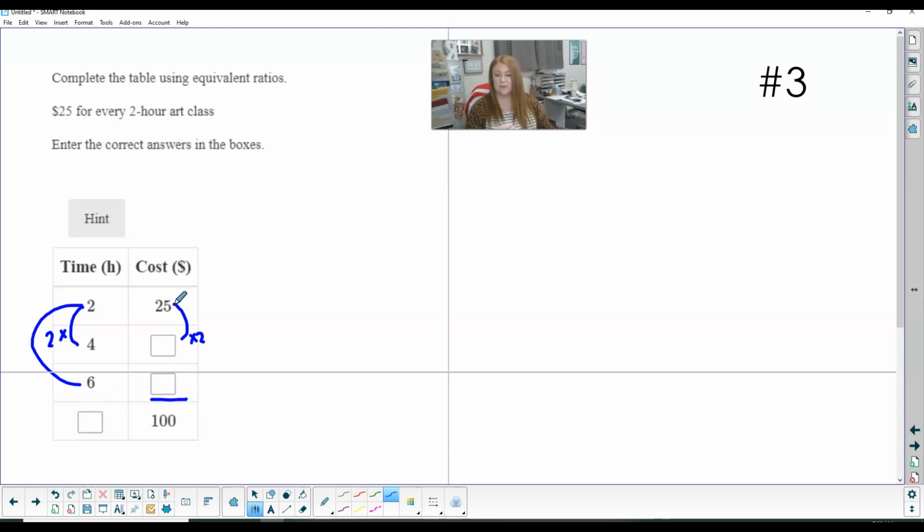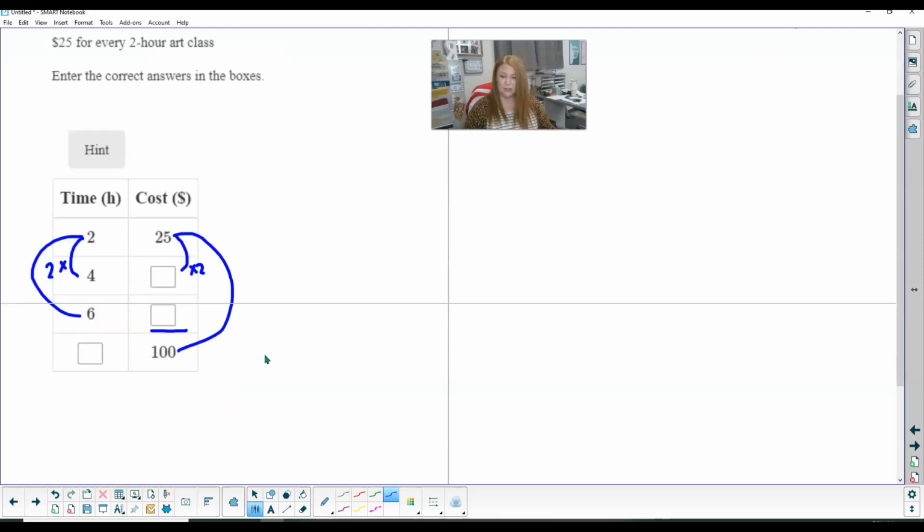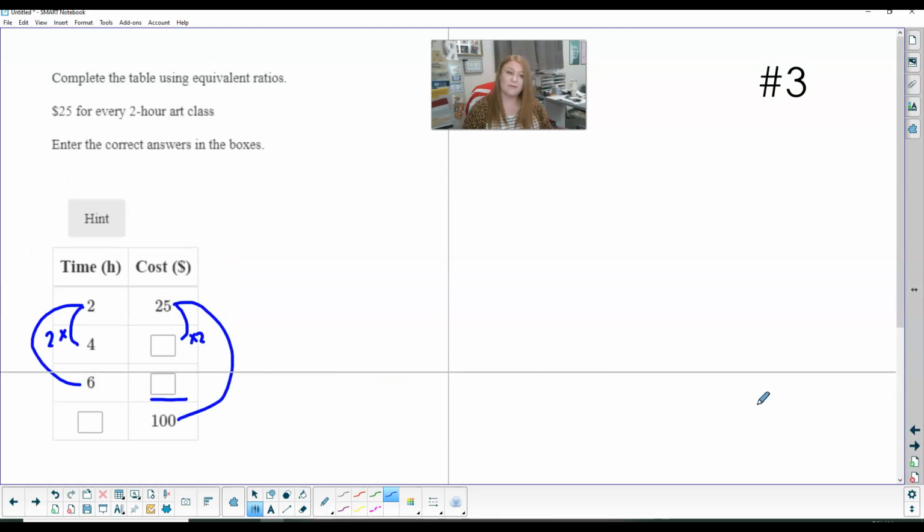Now we're looking for this one. So we're going to see how do we get from 25 to 100. It's like quarters. 25 is actually a really easy number. 25, 50, 75, 100. It's 4. So 4 times 2 will give us that last number there. So go ahead and fill out that chart there. Come back when you are ready to do number 4.